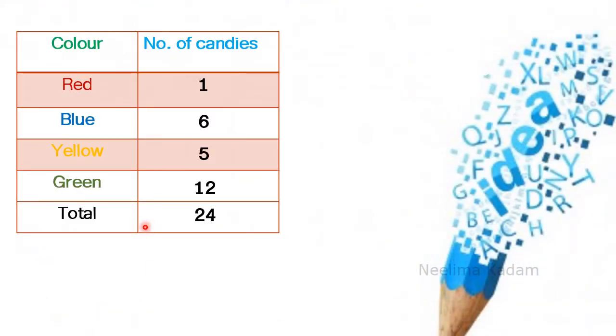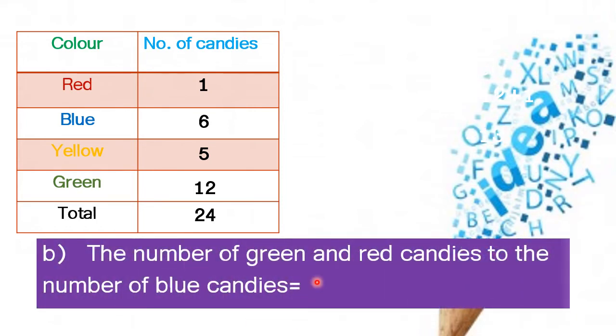Second one, same table and the question, what is the number of green and red candies to the number of blue candies. Now see here, number of green and red candies. Green, this one is green, right, and red candies. Okay, so we have to add these two. So number of green and red are 13 and blue, that is 6. Therefore the ratio will be 13 upon 6. Okay.